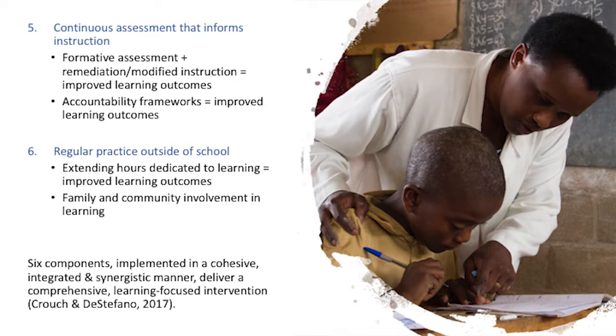And then the last one was practice outside of school, because we only have so many hours in the day. And when we can extend that day by having children engage in literacy and numeracy activities outside of the school day, we know that learning results go up. And when families are involved, learning results go up. So if we can have these six components in our literacy and numeracy programs, and if they are delivered in a cohesive and integrated way, that's when we will get the maximum learning gain.